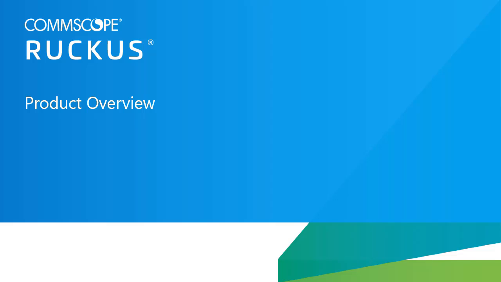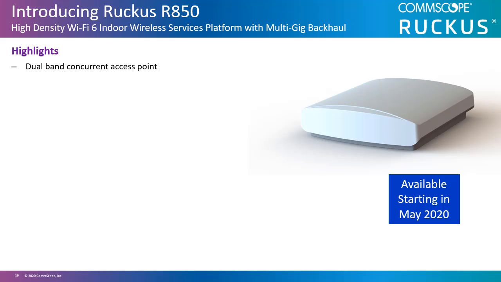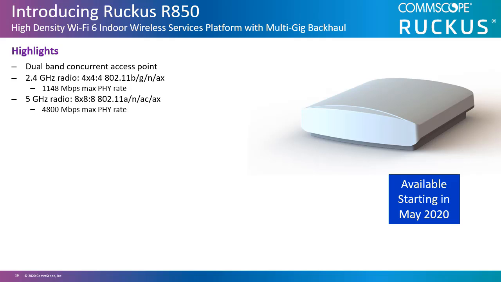Now let's drill down to discuss the R850 AP in more detail. The R850 is a dual-band concurrent access point. On the 2.4 GHz radio, it's 4x4x4 stream with a total of 1148 megabits per second maximum PHY rate. At the 5 GHz radio, it's an 8x8x8 stream, 802.11 an, ac, and ax. It supports up to 4800 megabits per second maximum PHY rate. It has multi-user MIMO support in both the download and upload modes. It uses orthogonal frequency division multiple access, or OFDMA technology.